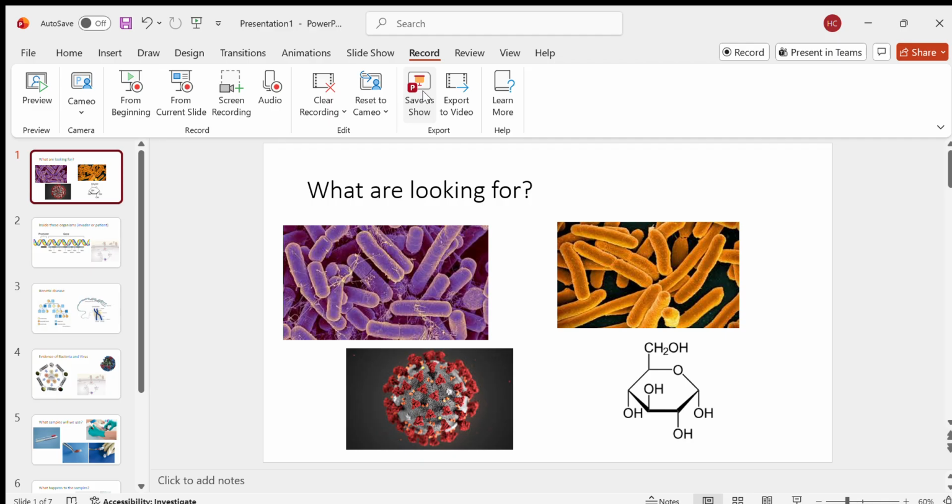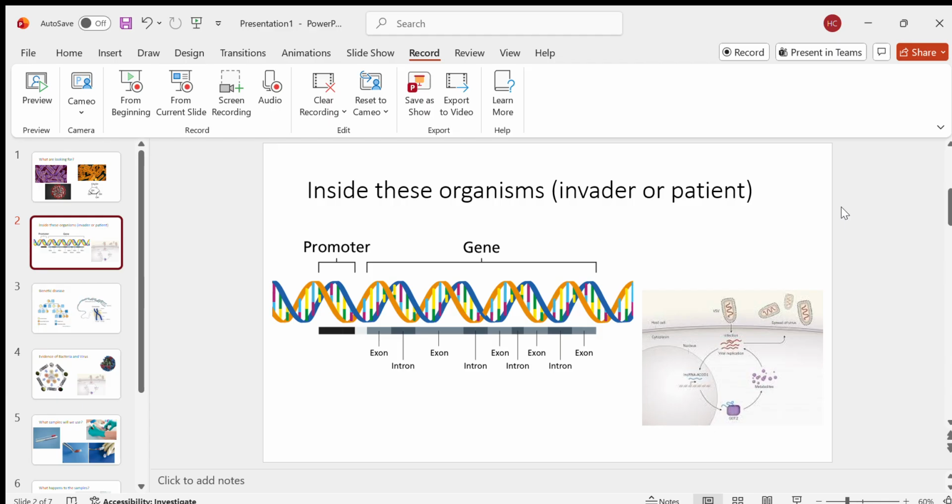Okay, I chose to do a continuing education presentation on molecular diagnostics. In this, what we were looking for are genetic markers for bacteria, viruses, or genetic diseases. Specifically, inside these organisms, whether it's the invader or us, we are looking for specific genes associated with these conditions, or alleles of genes if we're looking to differentiate different strains or identify alleles associated with a genetic disorder.